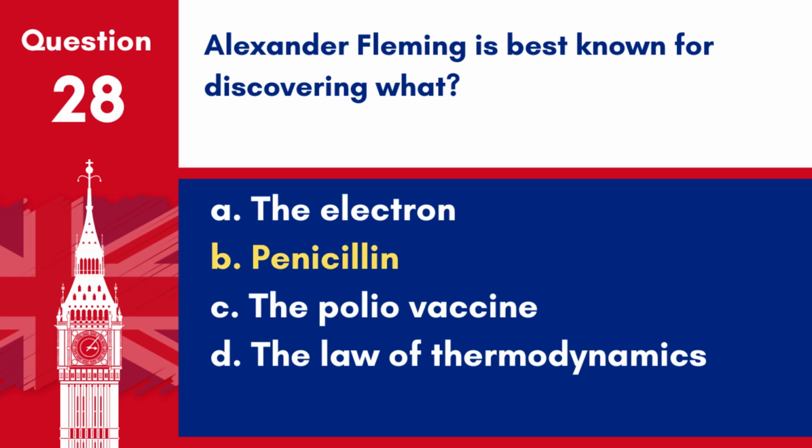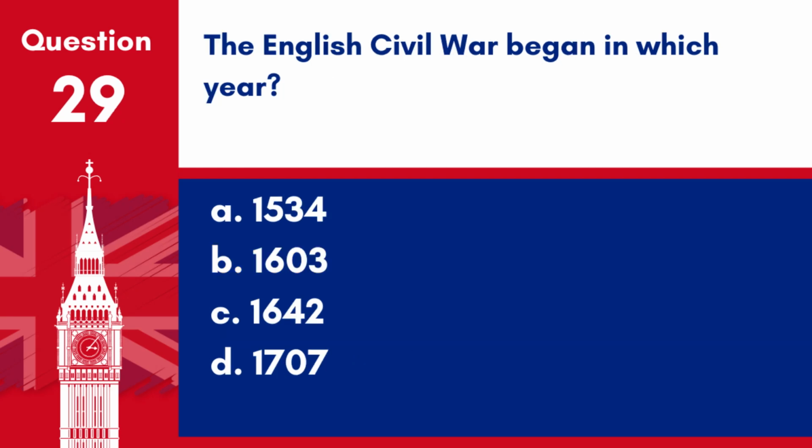Answer B. Penicillin. Alexander Fleming is best known for his discovery of penicillin in 1928, the first antibiotic. Question 29. The English Civil War began in which year? A. 1534, B. 1603, C. 1642, D. 1707.